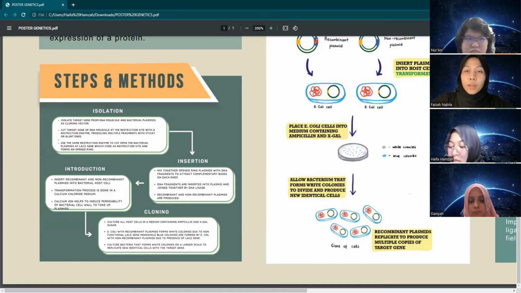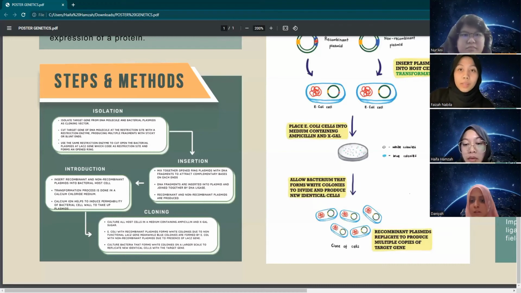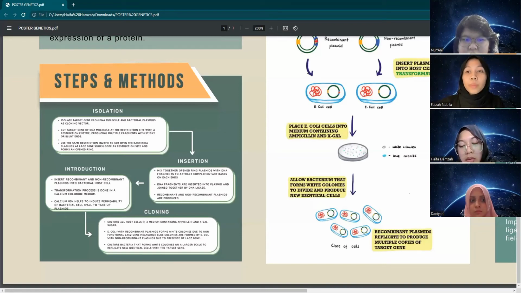To cut the plasmid of the E. coli cell, we must use the same restriction enzyme that we used to cut the DNA molecule earlier. The bacterial plasmid will be cut once at the LacZ gene because the gene also encodes the restriction site. By cutting the plasmid, we produce an open ring plasmid with either sticky or blunt ends. It is very important to use the same restriction enzyme for both molecules because it is going to produce the same type of cuts that will be complementary to each other.